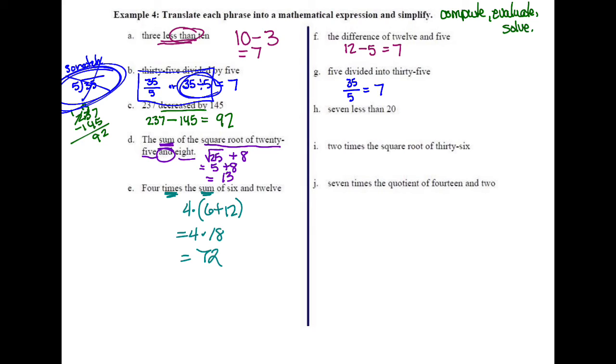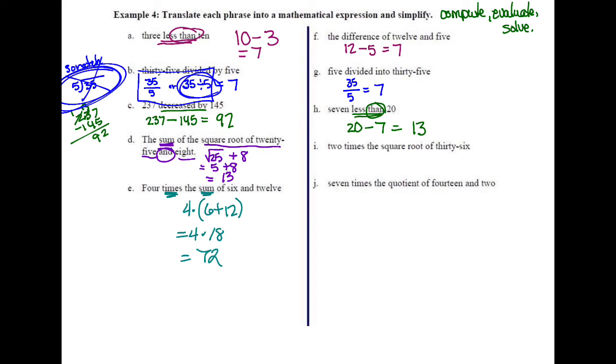Okay, so next one, 7 less than 20. Okay, there's the than again. So we're going to start with 20, and then we're going to go down 7. So the answer is 13 on that one.